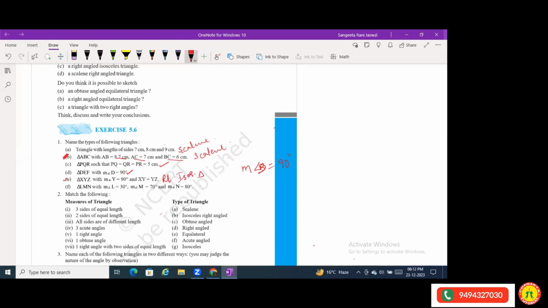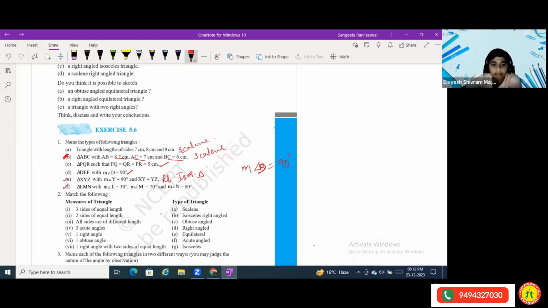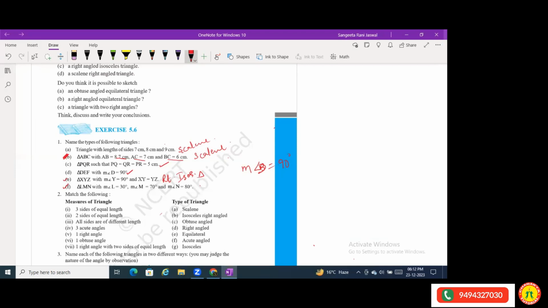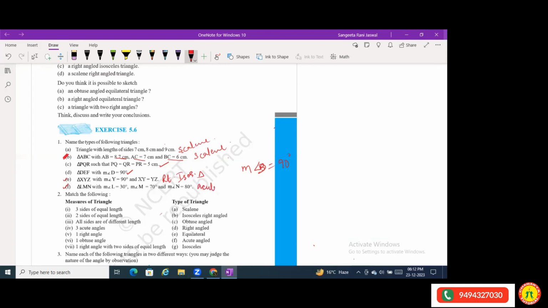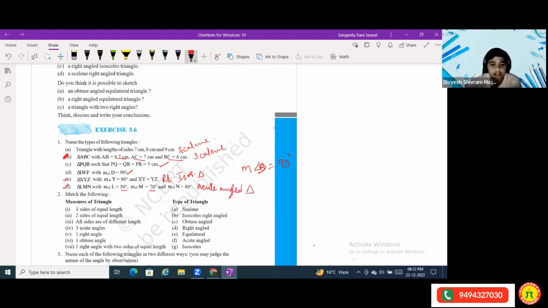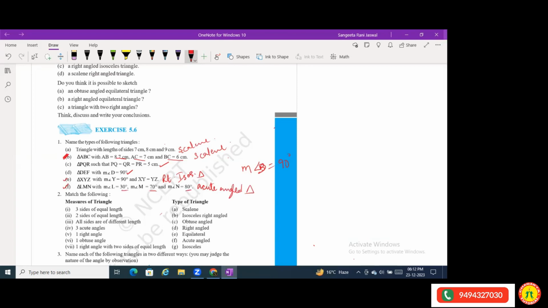Now, next one. Divesh, you read the next. F. Triangle LMN with measure of angle L equals 30 degree, measure of angle M equals 70 degree, and measure of angle N equals 80 degree. Ma'am, is it acute angle triangle? Very good. It's acute angled triangle or acute triangle. Because all the degrees are under 90. Yes, because all angles are less than 90 degree.